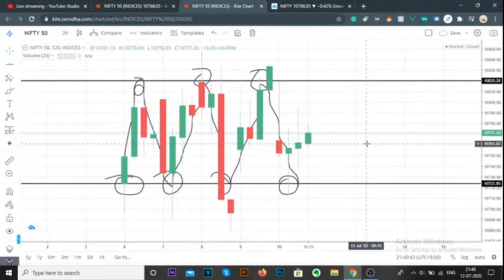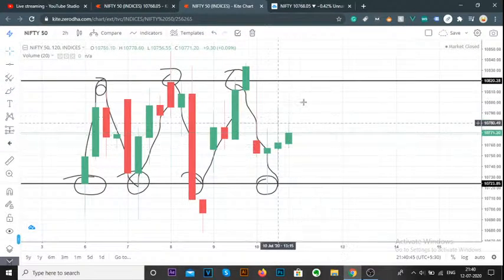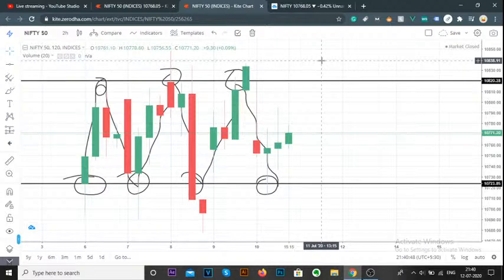If you're thinking that it can be anything, the market can fall or the market can go up, it can be anything, and that is what you think is the answer, then it's wrong.